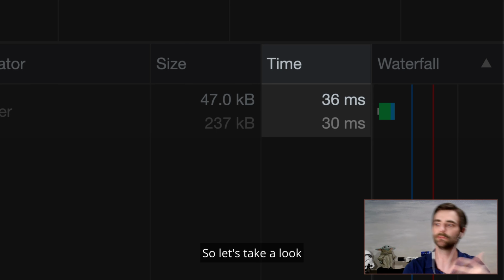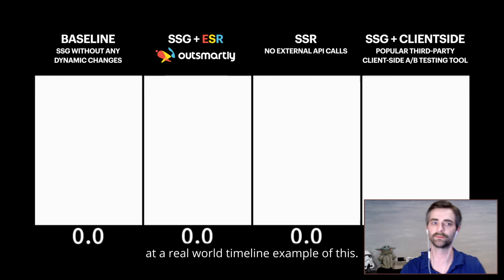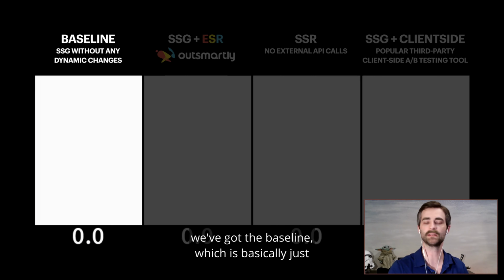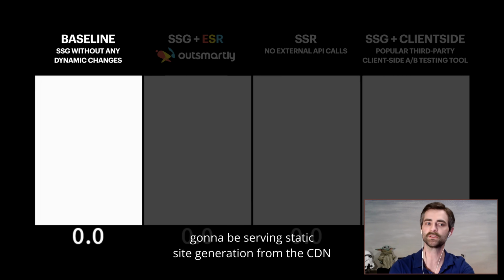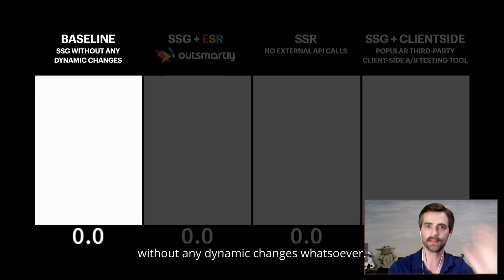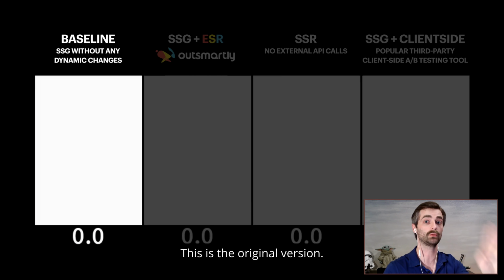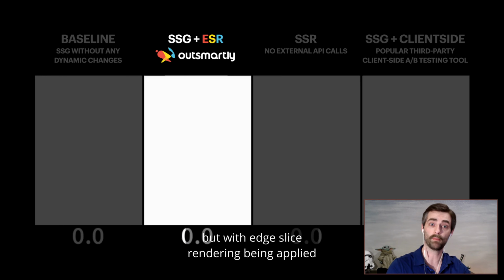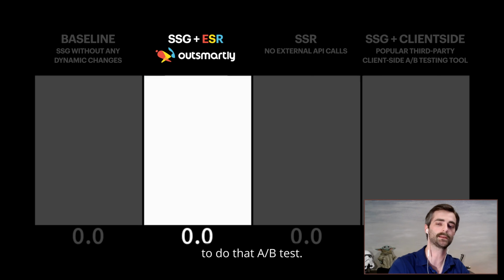So let's take a look at a real world timeline example of this. On the left, we've got the baseline, which is basically just serving static site generation from the CDN without any dynamic changes whatsoever. This is the original version. And then we've got that same thing, but with edge slice re-rendering being applied to do that A/B test.